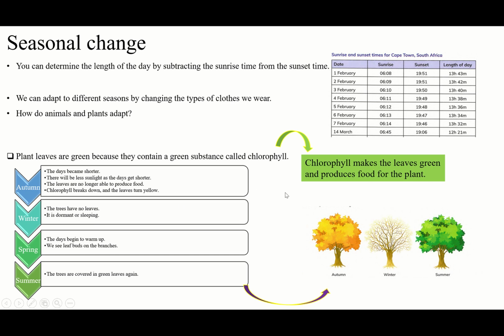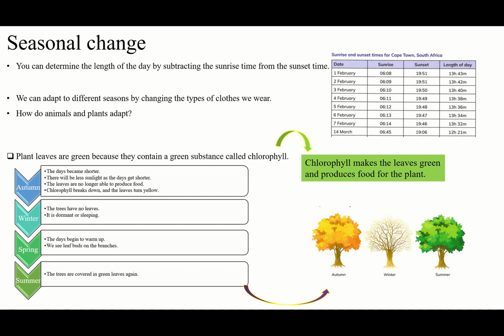So let's see what is going to happen during the seasons. Let's start from autumn. In autumn, what's going to happen to the leaves, the plants? The days become shorter. You know that autumn is after summer. During the summer, the days are longer, right? It's a circle: summer, autumn, winter, spring, and then summer again. Because the days are longer in summer, it's going to change to autumn, so the days are going to get shorter and shorter continuously.